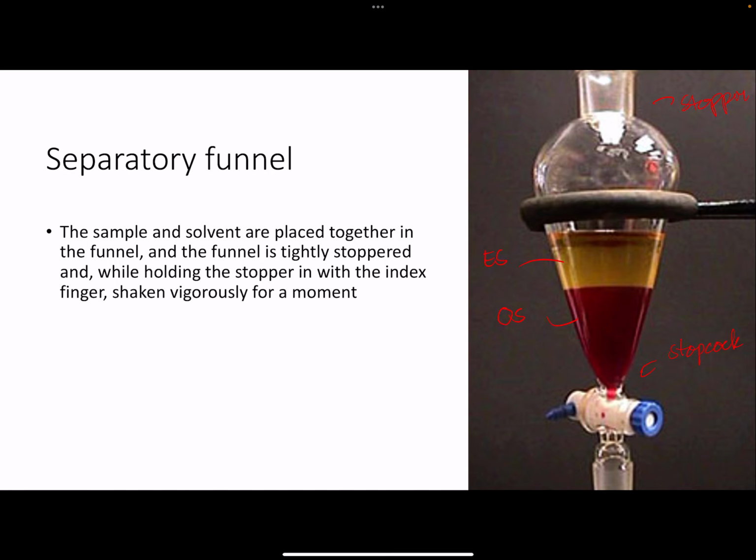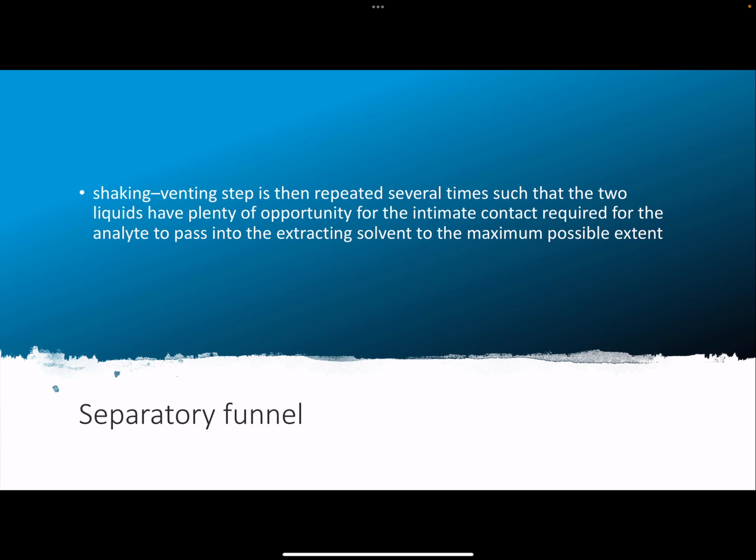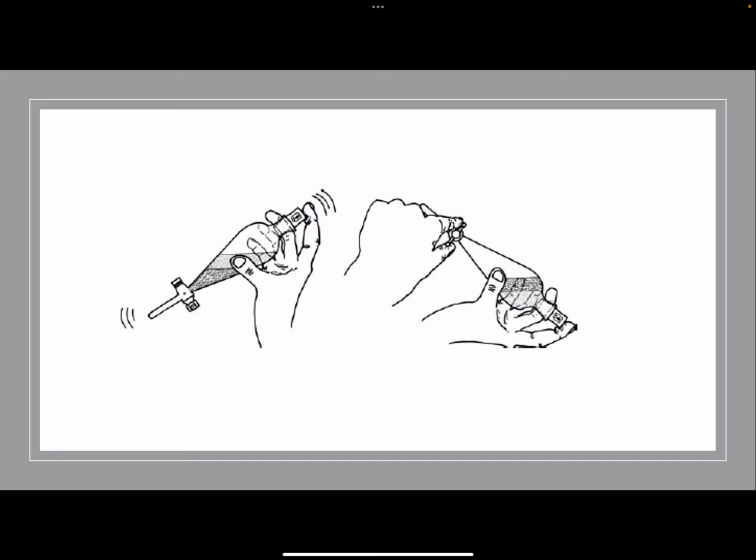Once they are both inside our separatory funnel, we shake them vigorously for a moment, and you call it actually as the shaking venting step. Okay? It is repeated several times such that the two liquids have plenty of opportunity for the intimate contact required for the analyte to pass into the extracting solvent to the maximum possible extent. So, maraming beses, usually 3 to 5 times, ginagawa itong shaking venting step.